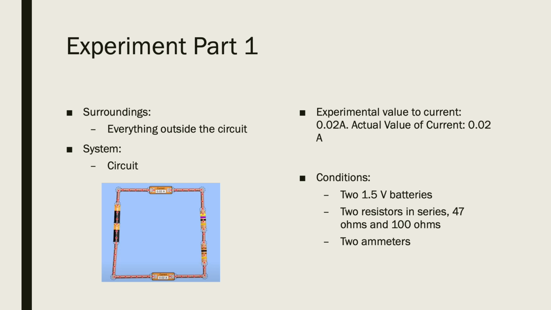For the experiment, we had part 1, which dealt with a circuit with 2 batteries, 2 resistors, and 2 ammeters. I was able to determine the experimental value of the current and compare that to the actual value of the current. The system was just the circuit, and the surroundings was everything outside the circuit. But in an ideal situation, we would have used the software and wouldn't have to worry about anything on the outside.